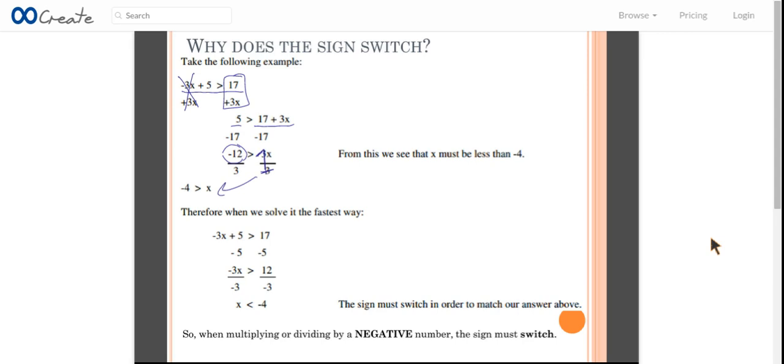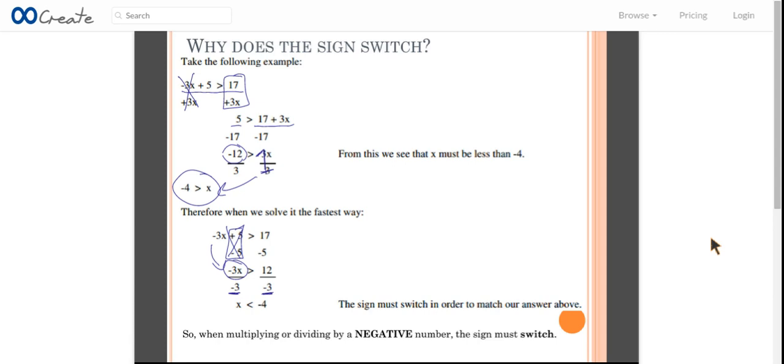So then I am left with negative 4 is greater than x. So that gives me an answer. Now when I come through and solve it the way we've always talked about, where I start with negative 3x plus 5 is greater than 17, we cancel out the 5's. I'm left with just the 3x. Well, 17 minus 5 is 12. So now I have negative 3x is greater than 12. But I'm now dividing by the negative 3 here. So I have x and I have negative 4.